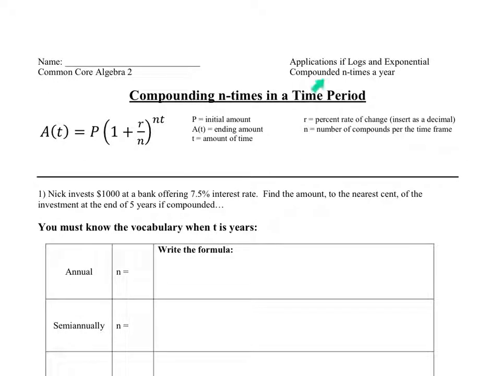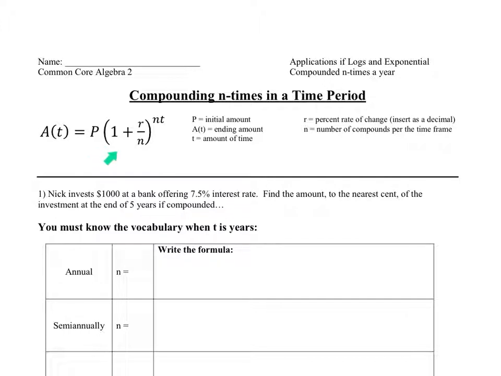So applications again, but this time we're compounding it n times. Now, sometimes it's in a year, sometimes it's monthly. Most of the time it is compounded n times in a year. So when we're doing something like this, one thing we have to look at, the formula is slightly different.